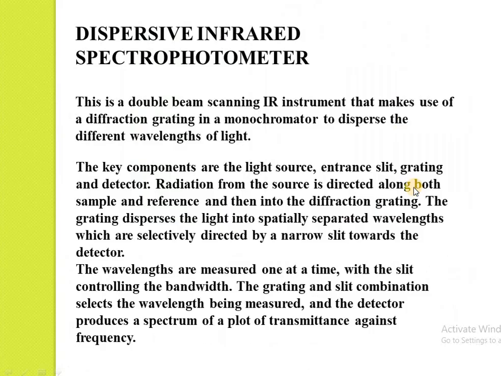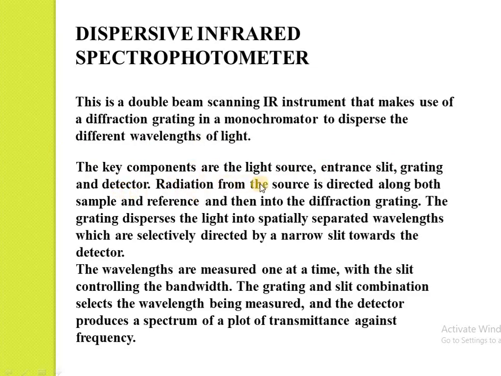And then, the instrumentation in IR spectroscopy. In IR spectroscopy, we mainly use a double beam scanning IR instrument, which makes use of diffraction gratings in a monochromator to disperse the different wavelengths of light. And in this, the key components are the light source, entrance slit, grating, and detector.